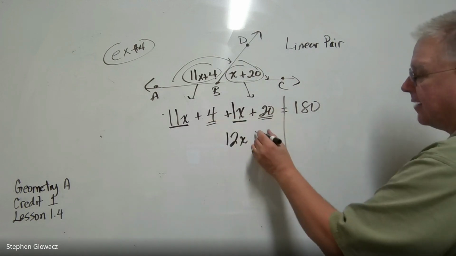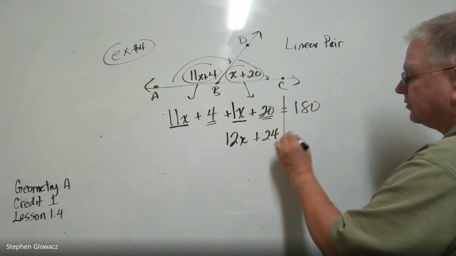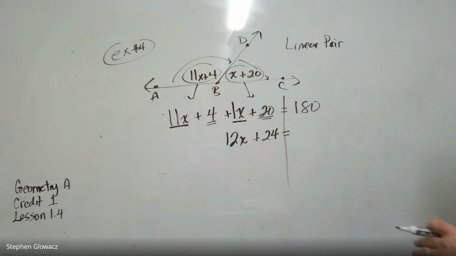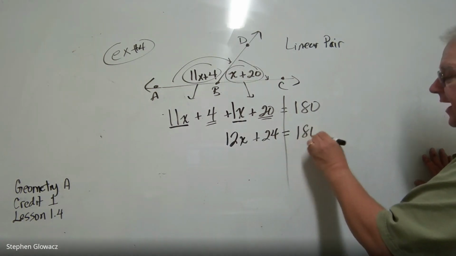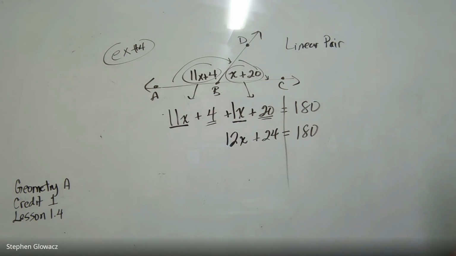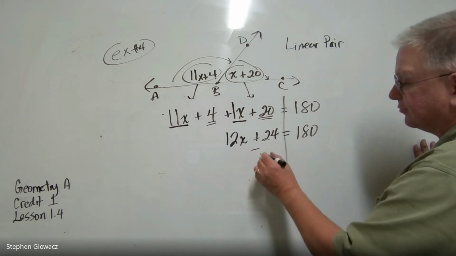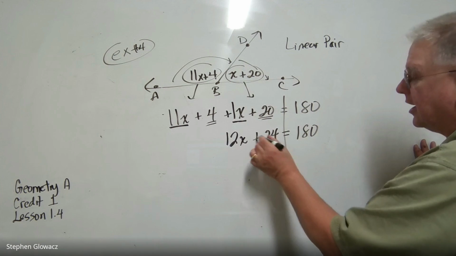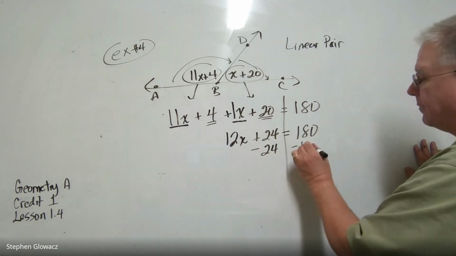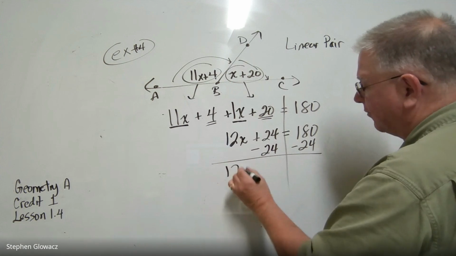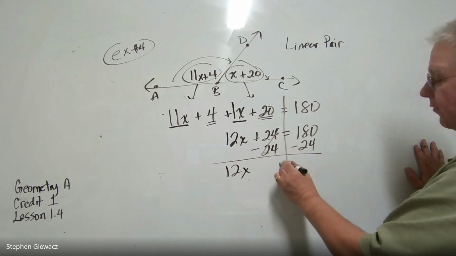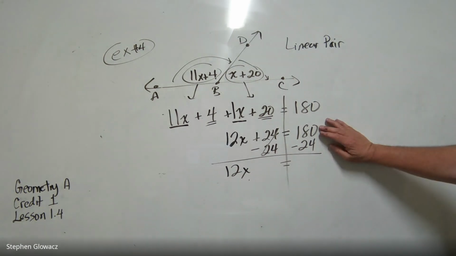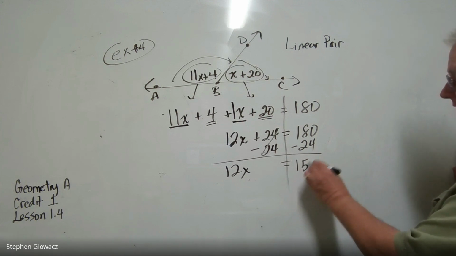We add those up, and we get 24. So numbers that are by themselves, constant terms, are also like terms. And of course, we bring down the 180. Our second step here, remember when we're solving an equation, we always deal with our addition and subtraction before the multiplication. So we have a plus 24. So the opposite is to subtract 24 to both sides. The 24s cancel, and 180 minus 24 will give us 156.